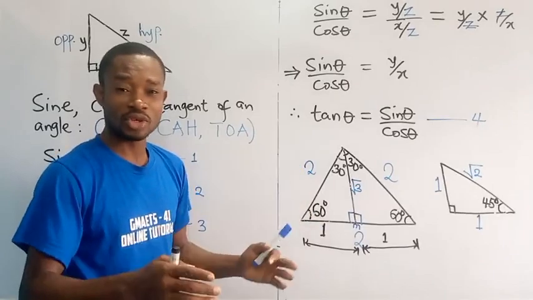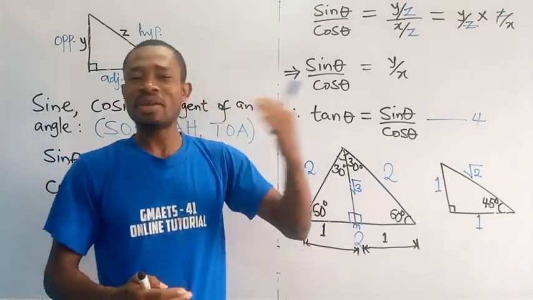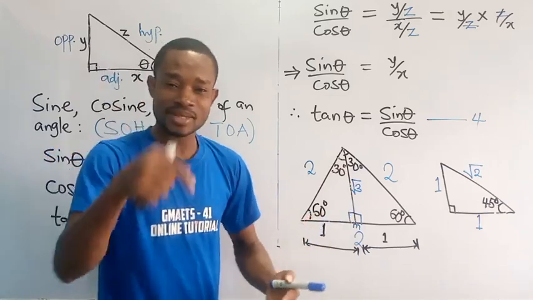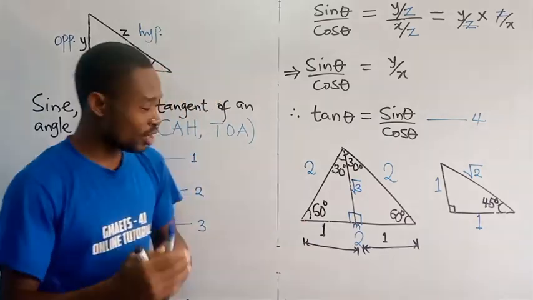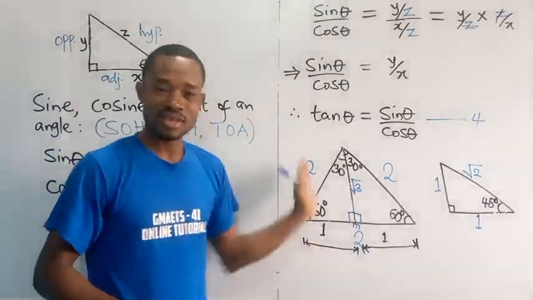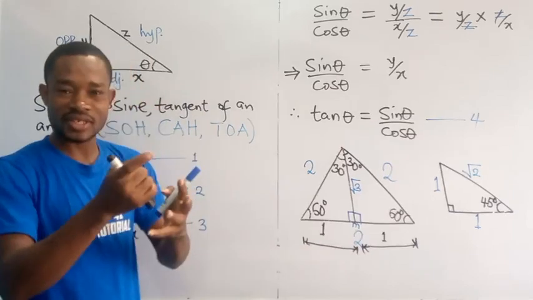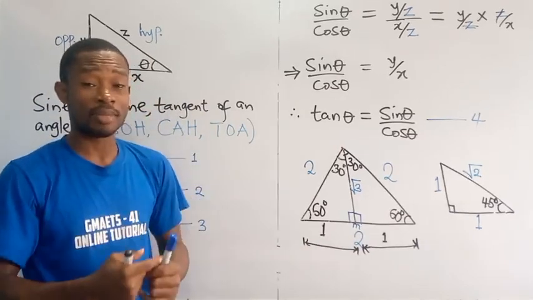Root 3 over 2, which of course you see is the same as cos 30. Sine 60 is equal to what? Cos 30. Is that okay? Like I said, you can develop the rest of them using this triangle, and then you check that unit circle and see how those values actually came about.